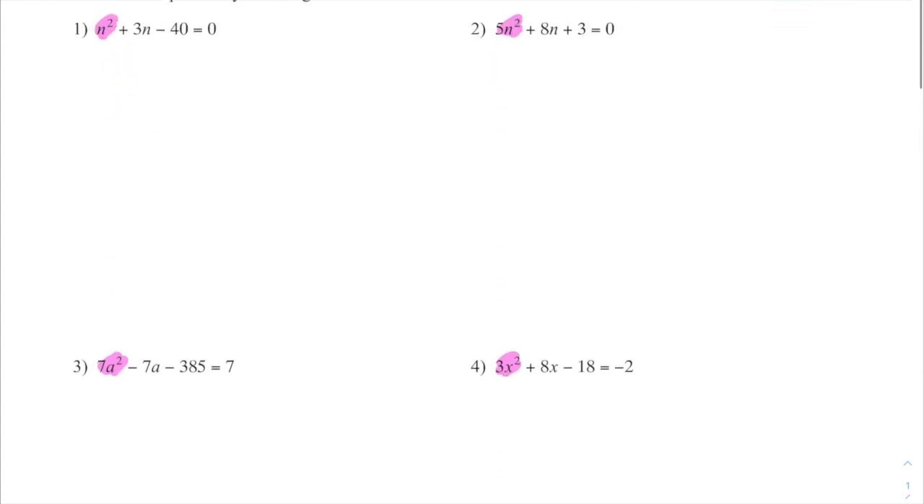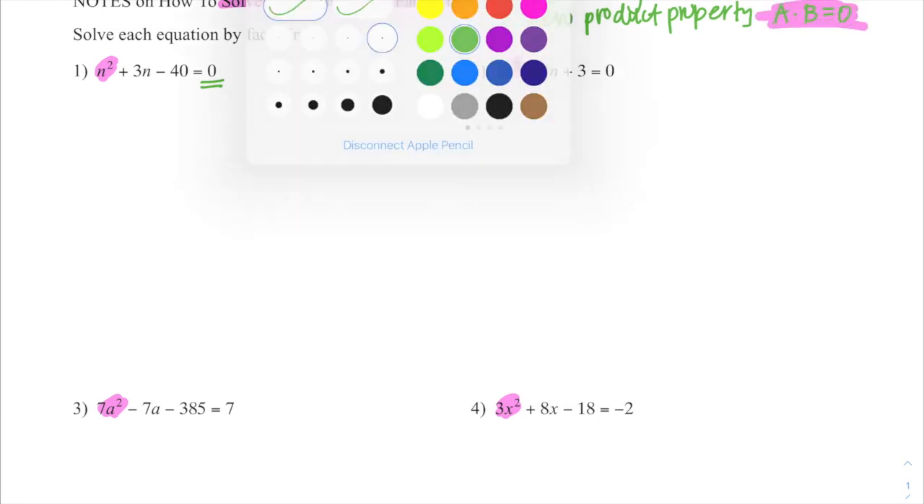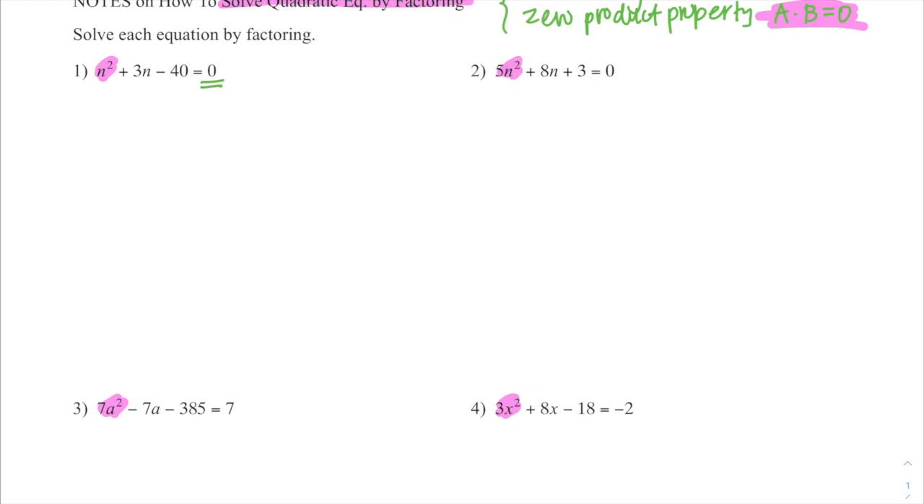So I have 6 examples to go over here for your assignment to give you an idea of a bunch of just different variations of the problem so that you're prepared for different situations. Alright, so our first one, we have n squared plus 3n minus 40 equals 0. So you always want to make sure that it's equal to 0 because that's part of the zero product property. If it's not equal to 0, then we can't apply the zero product property.